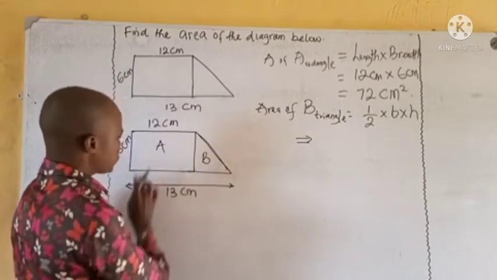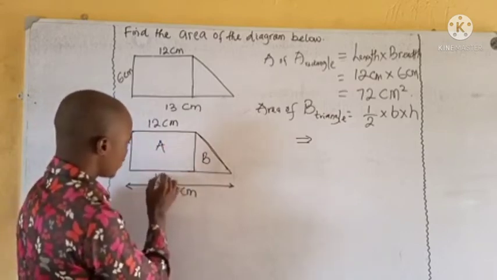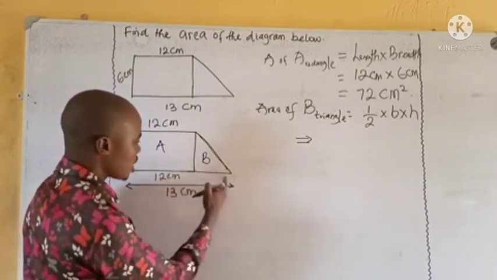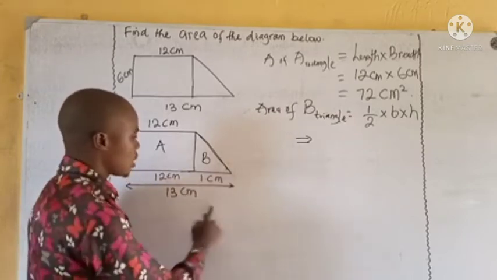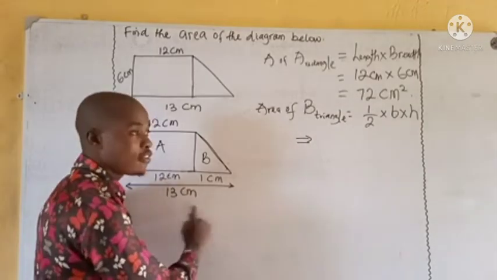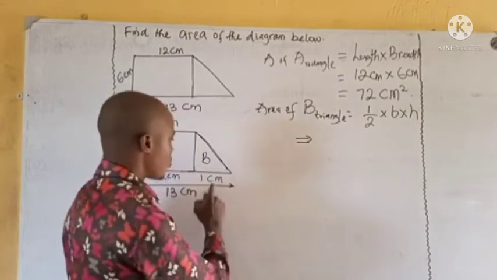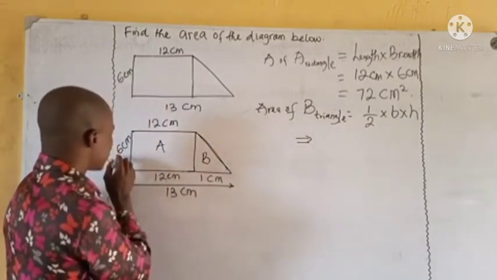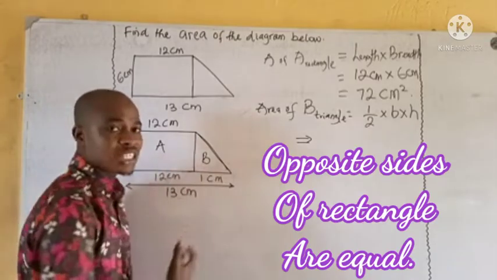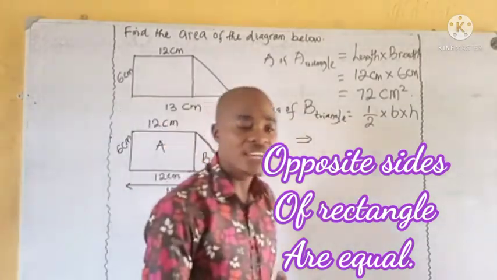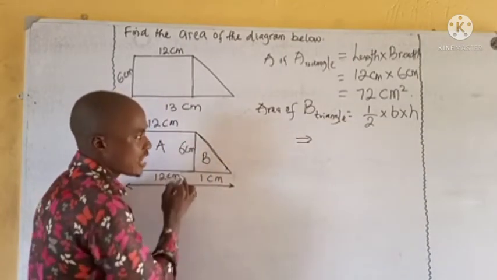Definitely, we can split this one also into two, so that from here to here is going to be 12 centimeter, and from here to here is going to be 1 centimeter. So that when you add these two together, you are going to have the total of what? 13. Therefore, our base is going to be what? 1 centimeter. And if you look at this is 6 centimeter, and this one also will be 6 centimeter, because opposite sides of rectangles are equal. Therefore, this is going to be 6 centimeter, which is also the height.